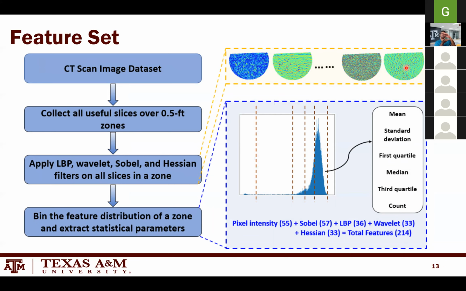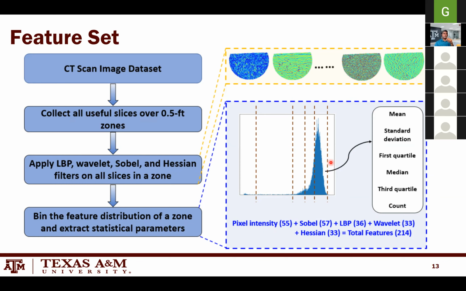Because it's a lot of information, we need a way to compress it. So I have used a relatively simple approach: for each zone, I'm looking at the histogram of each feature. Let's say this is a histogram of, I don't remember what it is, but let's say it's a Hessian XY feature. We look at histograms across the different zones. We select some bands: 1, 2, 3, 4, 5, 6.